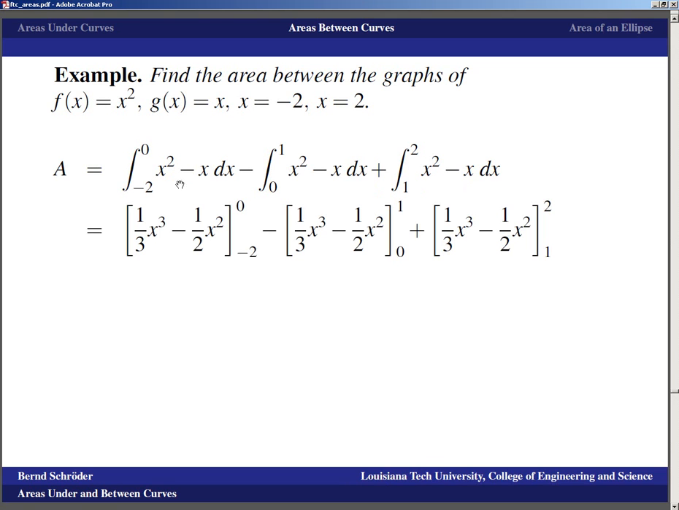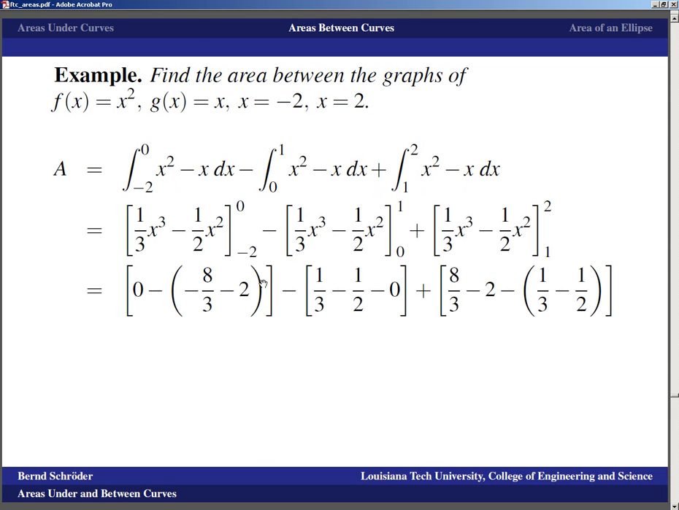The antiderivative of x squared minus x is 1/3 x cubed minus 1/2 x squared, all the way through. Then we have the bounds in there, and now we just work that out. At the upper bound, this function is equal to 0, minus, in big parentheses, -8/3 minus 2. Then at the upper bound 1, we've got 1/3 minus 1/2, minus at the lower bound, all this stuff is 0, and we just kept the minus sign outside here.